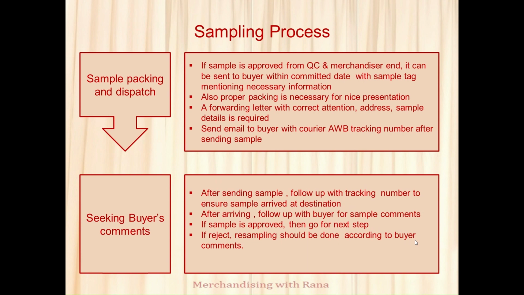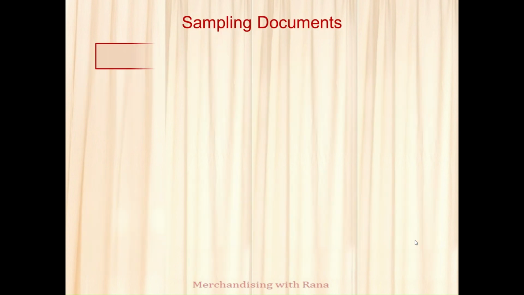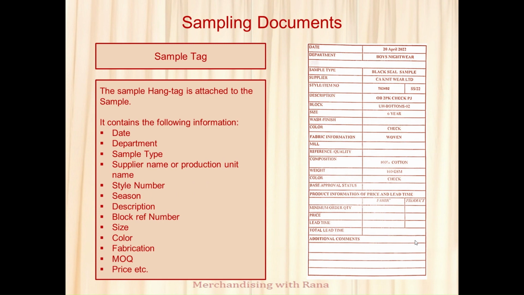Then, after sending the sample, follow up with the tracking number to ensure that the sample arrived at destination. After arriving, follow up with your buyer for sample comments. If the sample is approved, then go for the next step. If rejected, resampling should be done according to buyer comments. So sample tag is one of the necessary things, but very simple. So it is one of the sample tags.